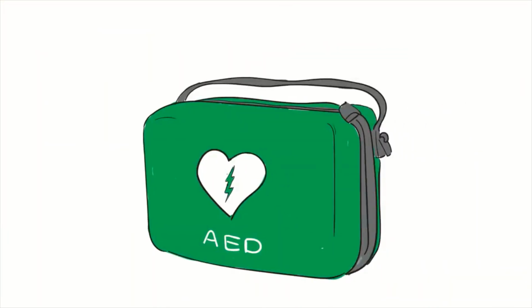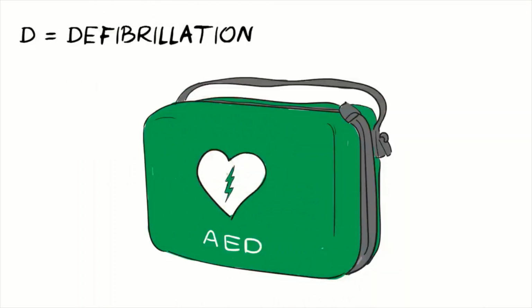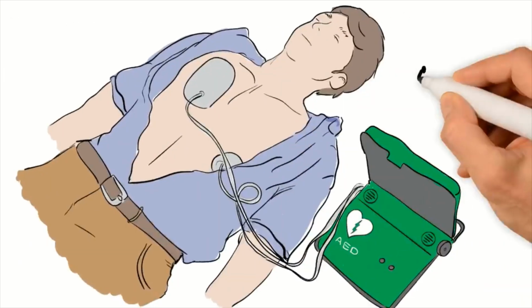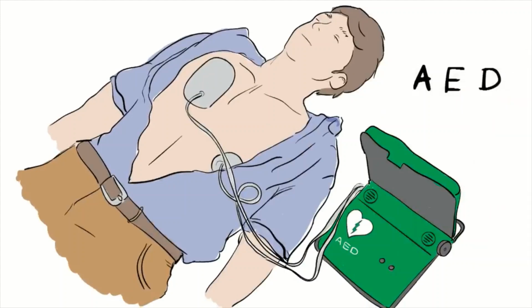Sometimes we can add another step. D. D is for defibrillation, which is about delivering a shock to restart the heartbeat. Some public areas and workplaces have an easy-to-use defibrillator on site called an automatic external defibrillator, or AED. Automatic means that it is the machine that decides what to do, so you can't go wrong, and it even talks you through the steps. If there is no AED available, keep going with CPR until the ambulance arrives.